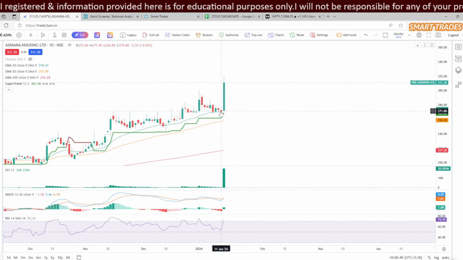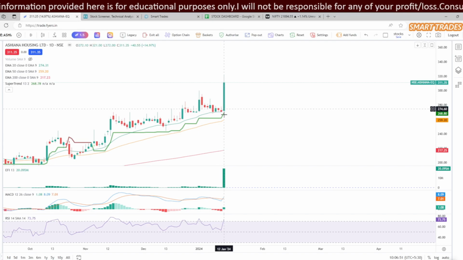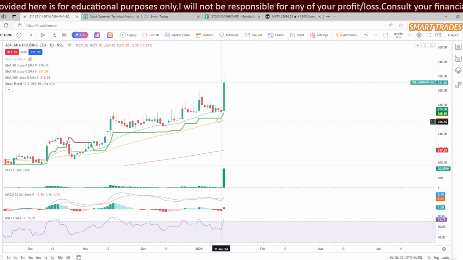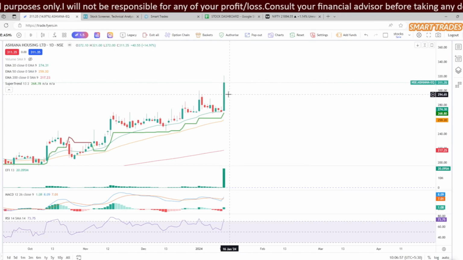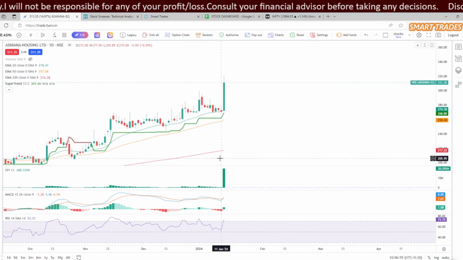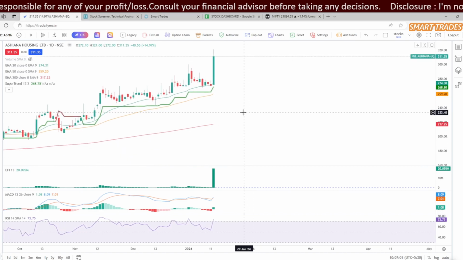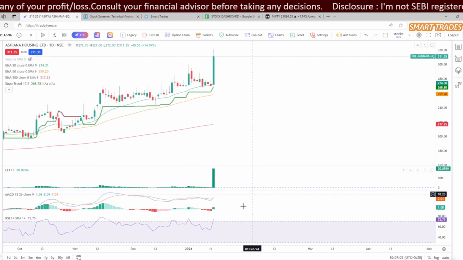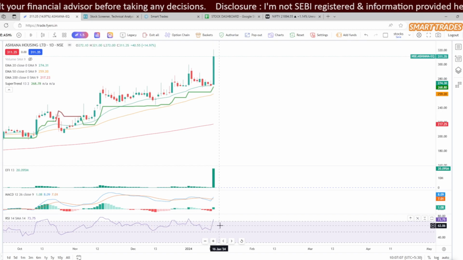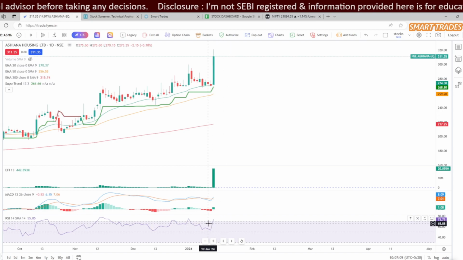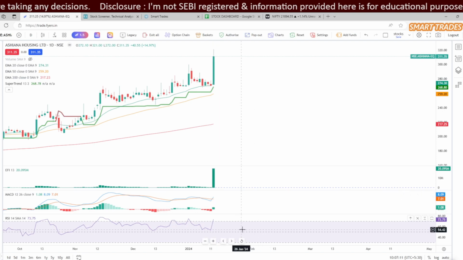Okay, the daily close should be greater than the 20, 50 and 200. Okay, so the daily close is already above the 20, 50 and 200. Okay, the first condition is matched. Next, RSI should be greater than 60. Okay, you can see RSI is almost 73. The second condition also matches.